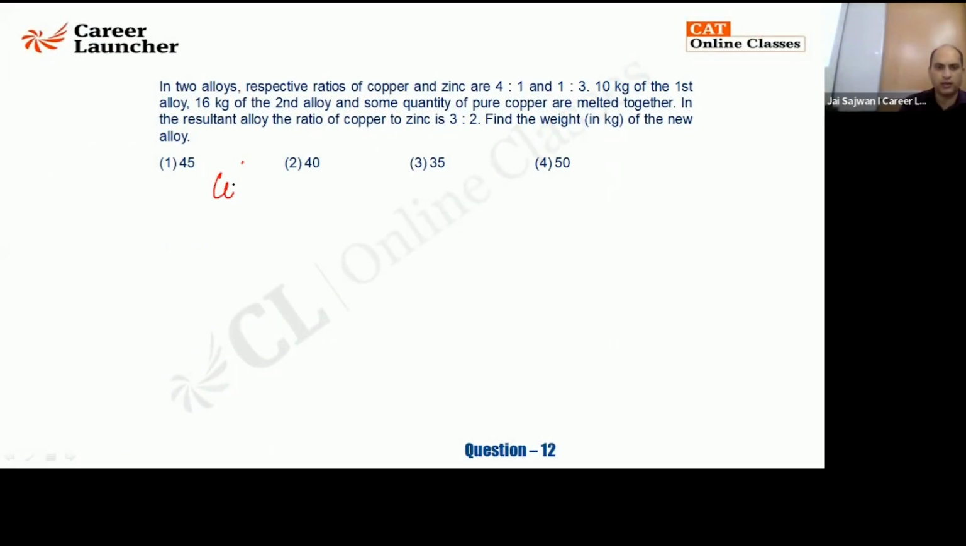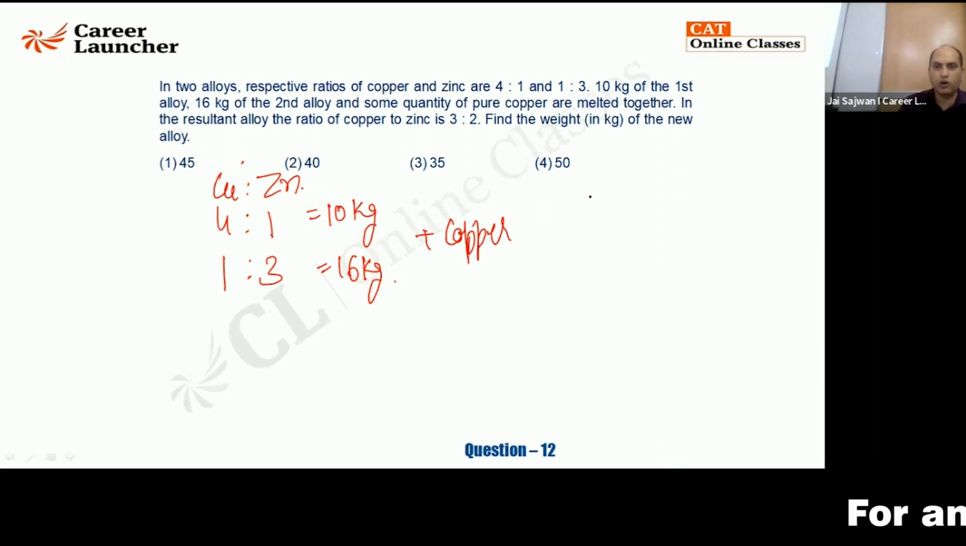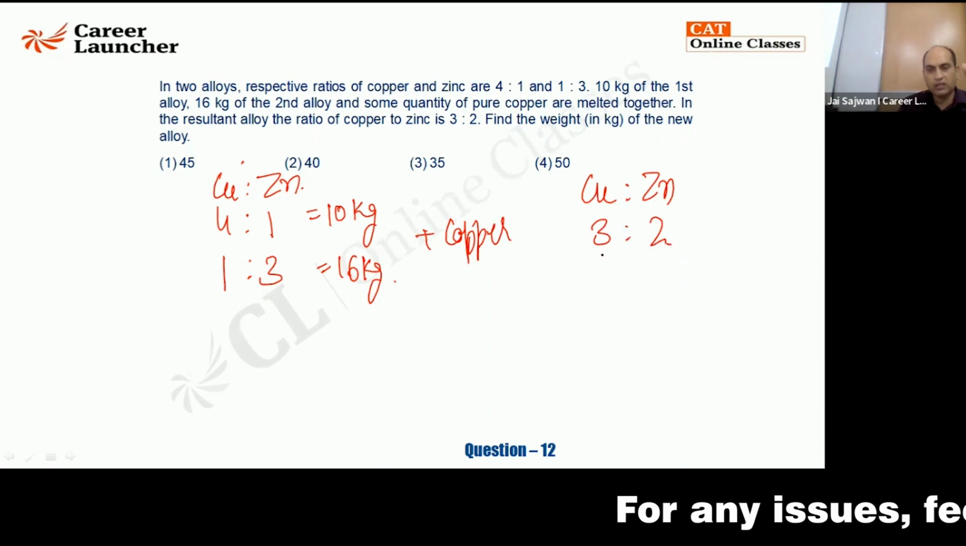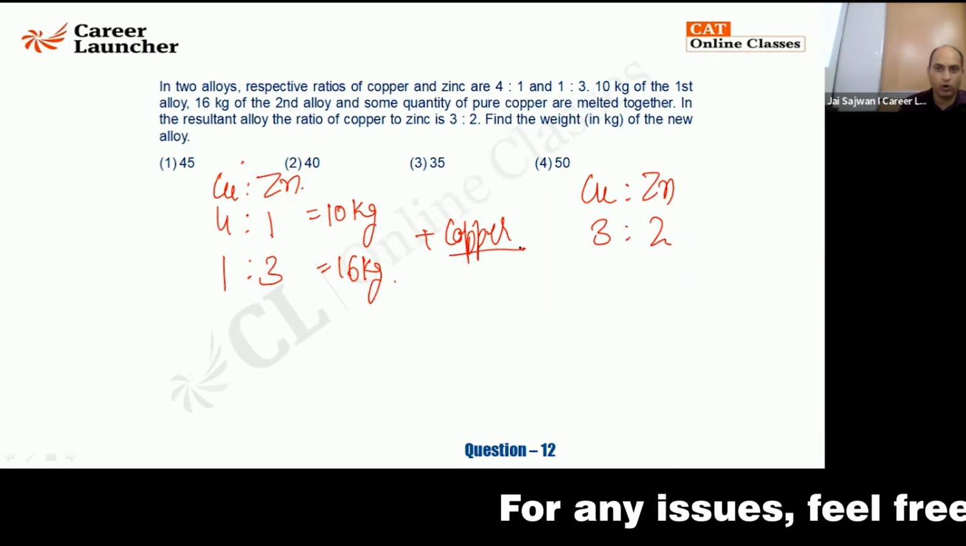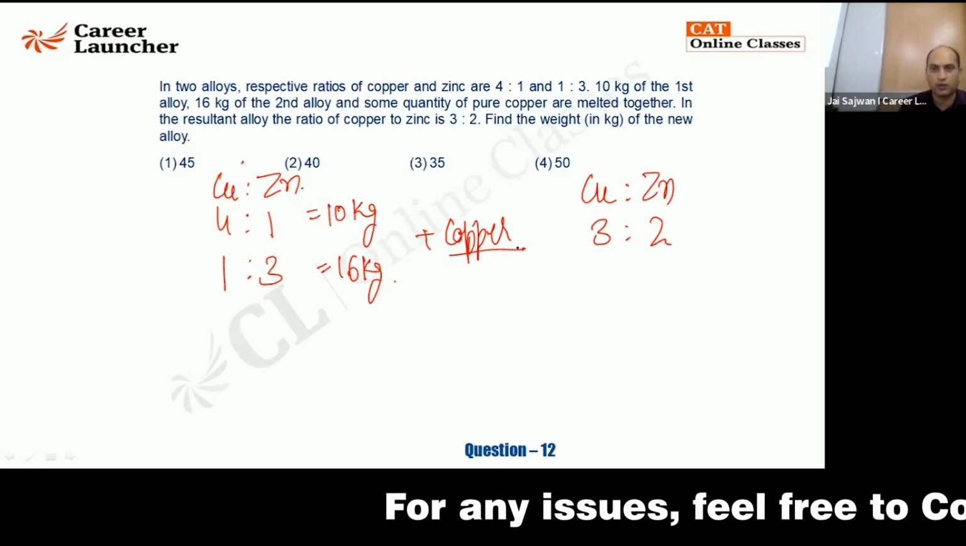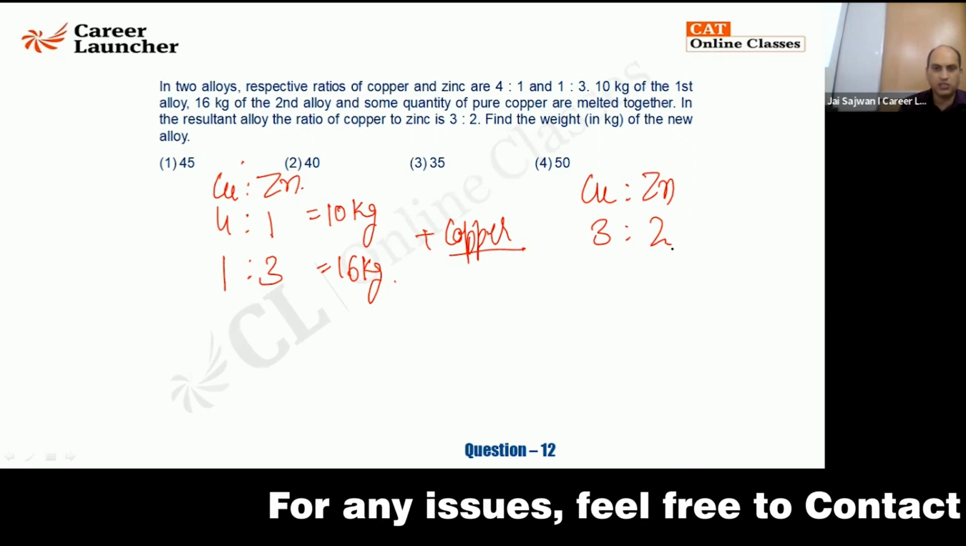Now, copper and zinc. Copper is known as Cu and zinc is known as Zn. The ratio of them in the first alloy is 4:1 and in the second is 1:3. The first one is 10 kg in weight and the second is 16 kg. Then pure copper is added, such that the ratio of copper to zinc becomes 3:2. One thing is clear: some copper is added. I don't know how much, but then it becomes 3:2.